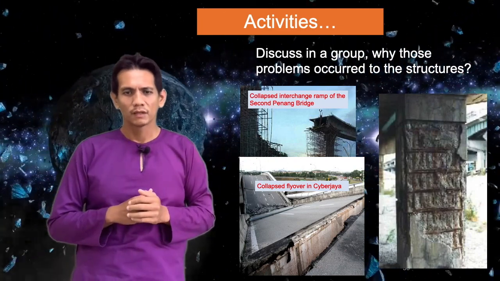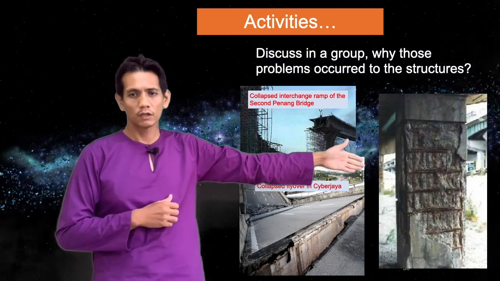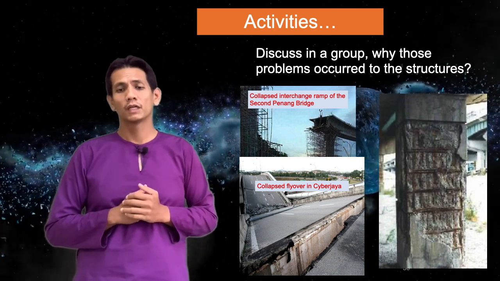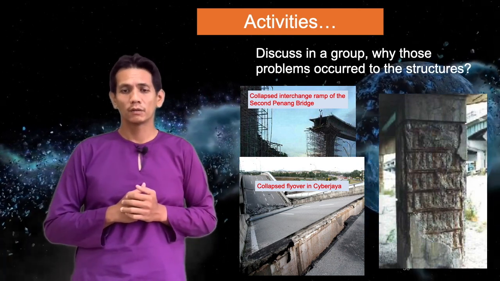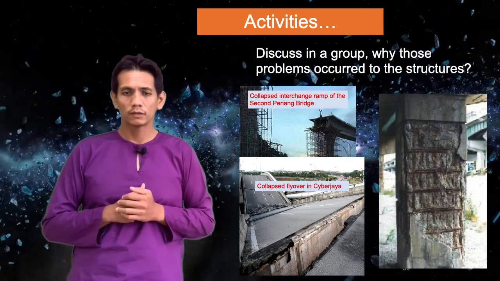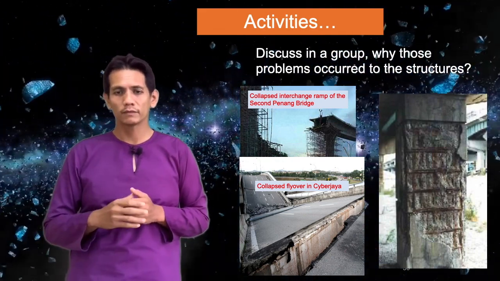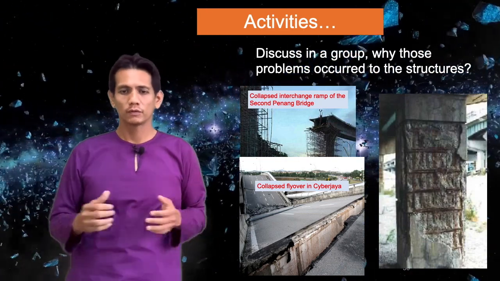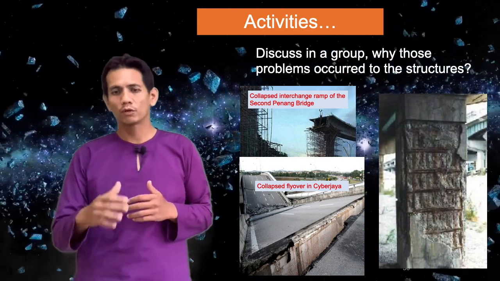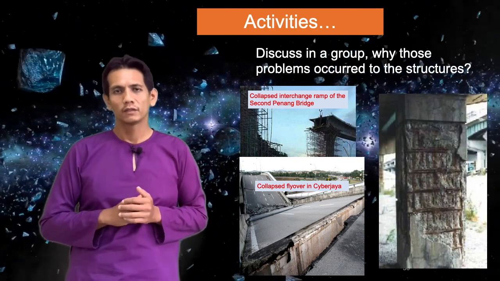And then we have collapsed flyover in Cyberjaya, and then we have columns or piers, I think, that were exposed to the environment, and causes the steel to be exposed to the environment, and then the cover was cracked and then spalled. The steel exposed. So try to discuss in group where all these problems occur, and then we'll discuss later on. Alright?